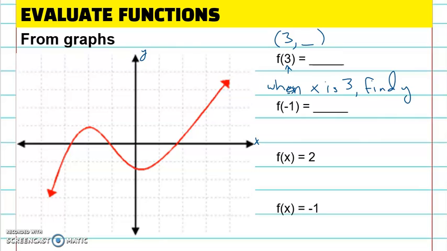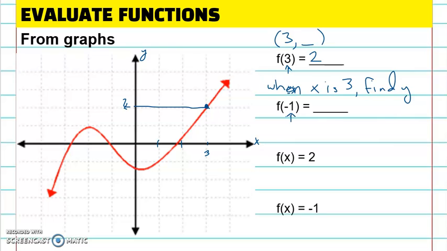Okay, so when x is 3, I look, x is my horizontal axis, so I go to x is 3, and I'm looking, okay, what is the y on my graph? So, if I go up 3, here I am, that's at y is 2. Okay, so f of 3 equals 2. That's the ordered pair there.